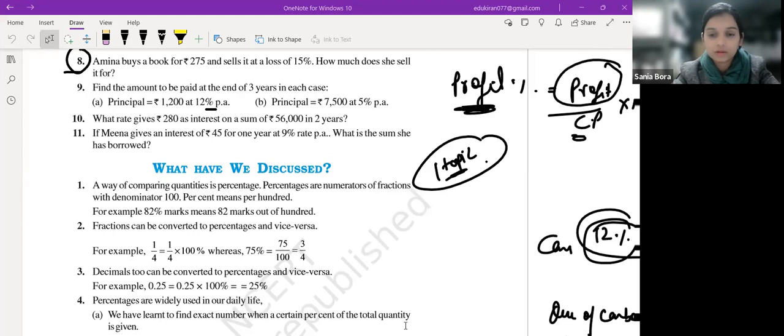Last time I got the wrong answer. I think I solved it again. So could you tell me what you got? For the simple interest, I got 432, and the amount I got is 1,632. Simple interest 1,125, amount 8,625. Correct. Okay, so for the 10th one, what did people get as the rate of interest?